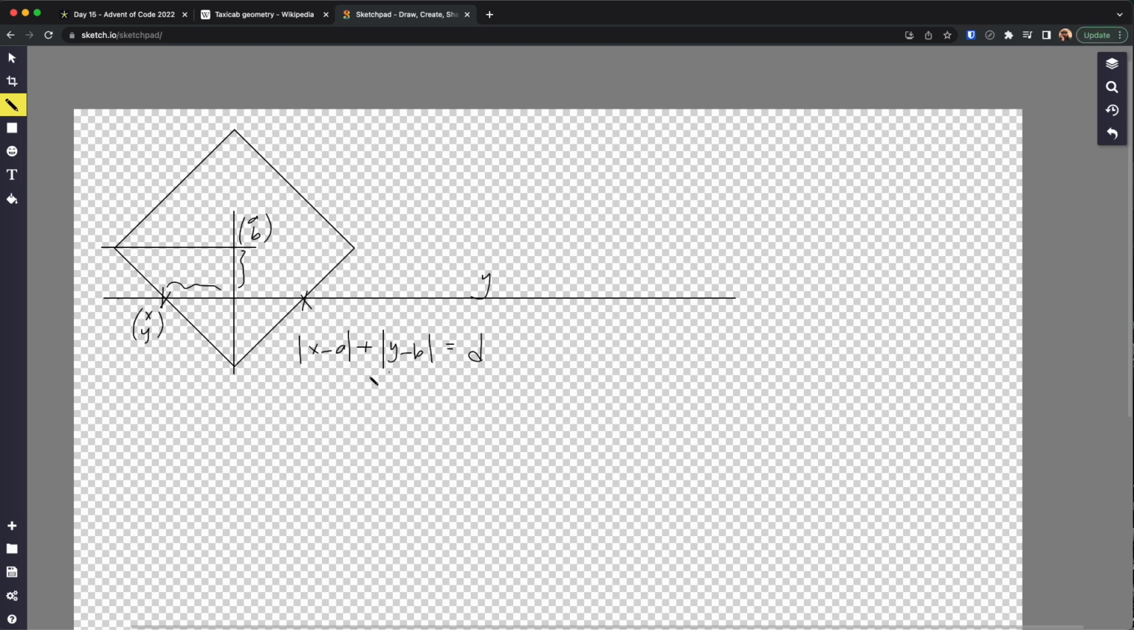So using this, we can easily find the value of x. We would say x minus a is d minus this absolute value, and then using the positive or negative of this, I can find two values for x, which will be these two values. So how can we find out the intervals?